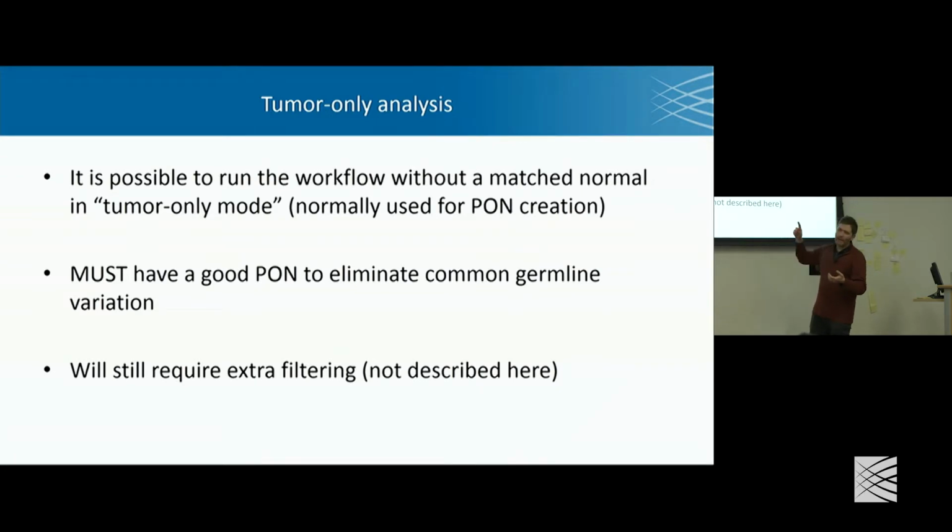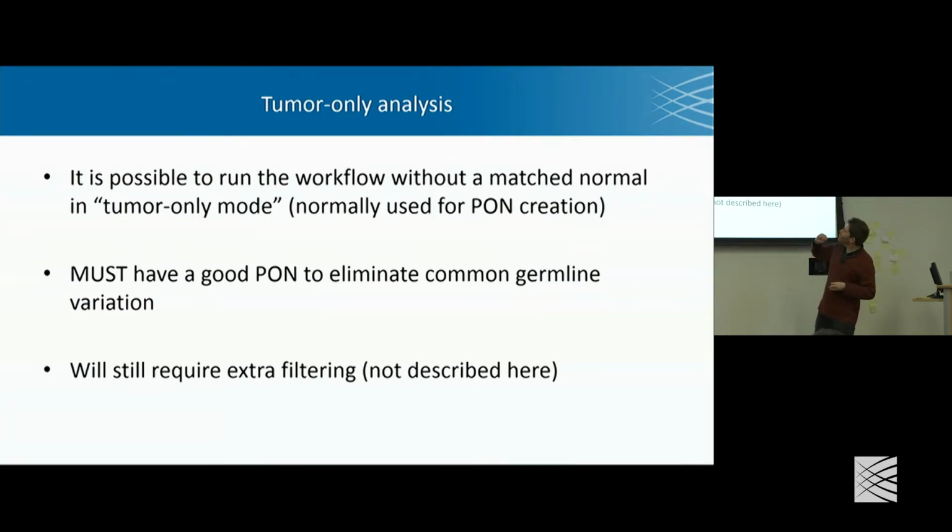And then we use that panel of normals as an input to the actual caller to say, regardless of what's in the matched normal, beware of the stuff that's in here. We don't simply eliminate it. I'm not going to go into that algorithm. But when we model the probability, we lower it to say, well, we saw it in the panel of normals, so it's less likely to be real.